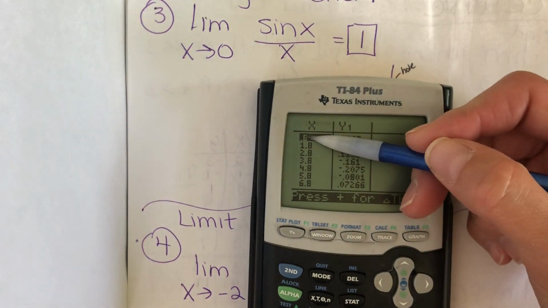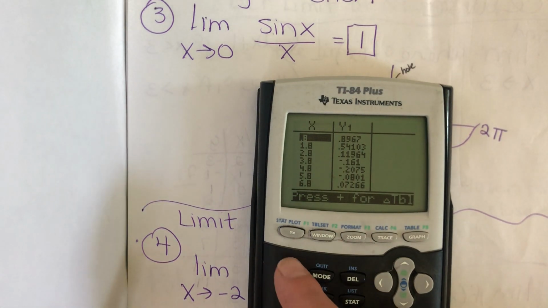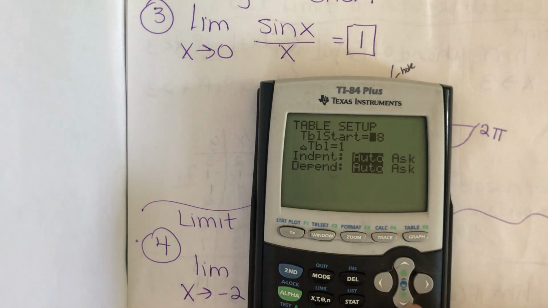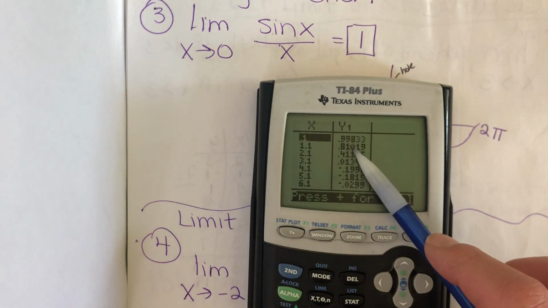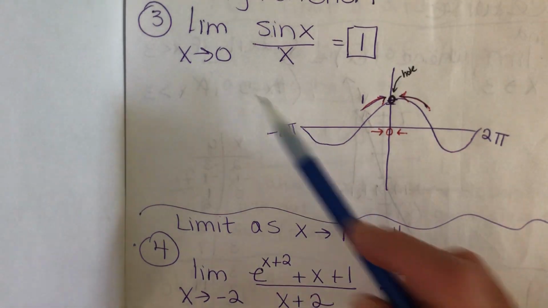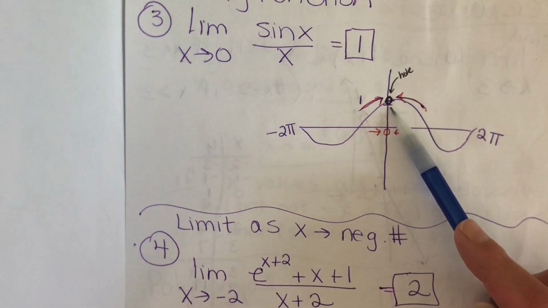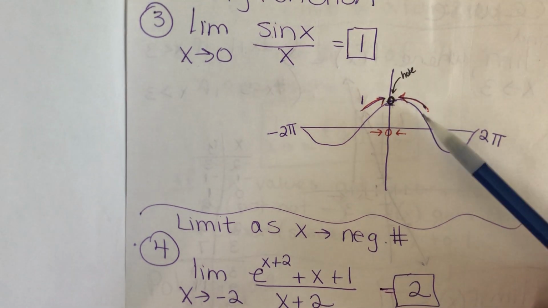Oops, I did that one backwards. I wanted to go closer to 0, and I went the opposite way. So if I do second table set, not 0.8, maybe like, I don't know, 0.1. Now we're really close to 1. So the limit as x approaches 0, even though it doesn't exist at 0, would be 1, because it's getting close to 1 from the left and from the right.